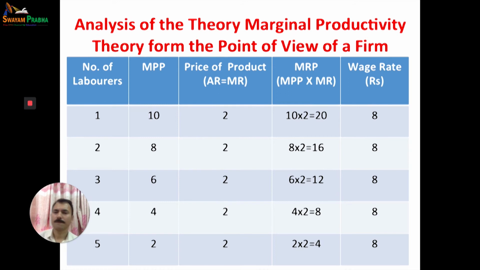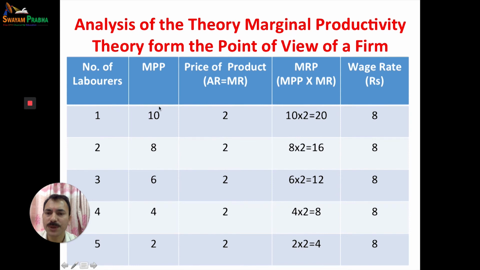Now see, when you use more and more labor, say 1, 2, 3, 4, the marginal physical product of labor starts diminishing: 10, 8, 6, 4, 2. But because of perfect competition, the marginal product or average product is the same, due to homogeneous factors of production. That's why the AR or marginal revenue is identical. But MRP, marginal revenue productivity, we can calculate as MPP multiplied by MR.